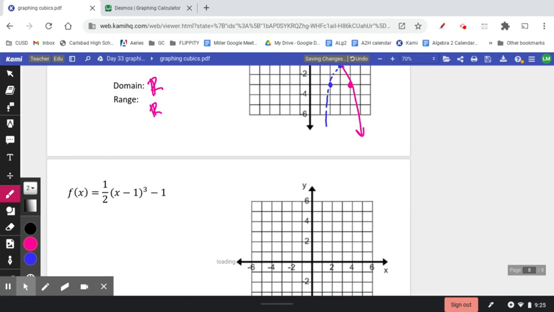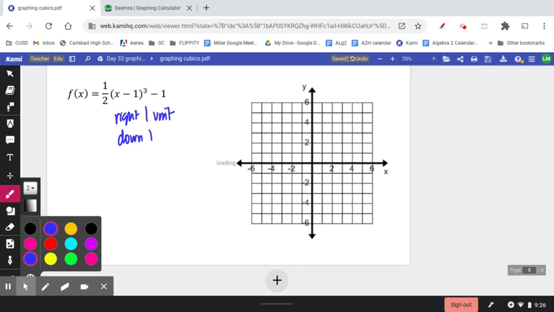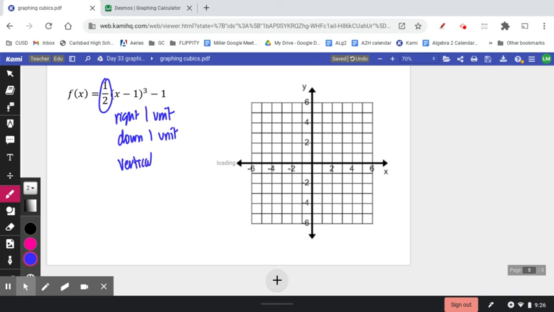Let's take a look at one more. All right, we have a couple things here. We have right 1 unit, down 1 unit, and then this 1/2, because it's less than 1, it's growing half as fast, is going to be a vertical compression, okay? Picture pushing down on the top and the bottom. So we're going to move that turning point, right 1, down 1.